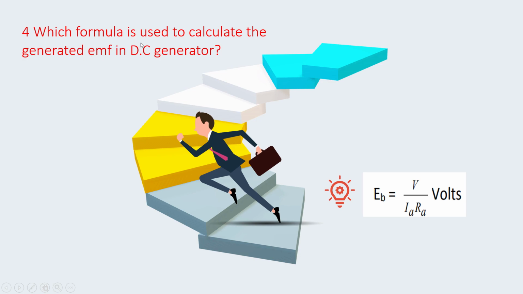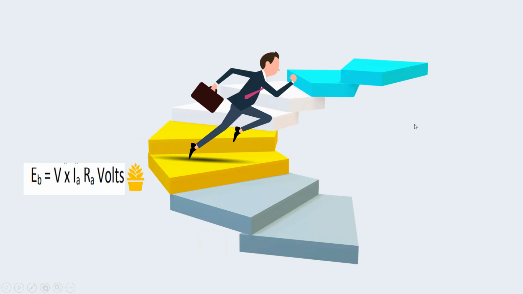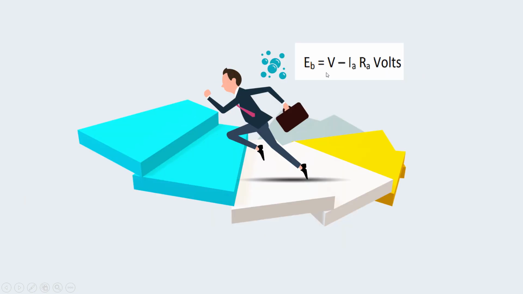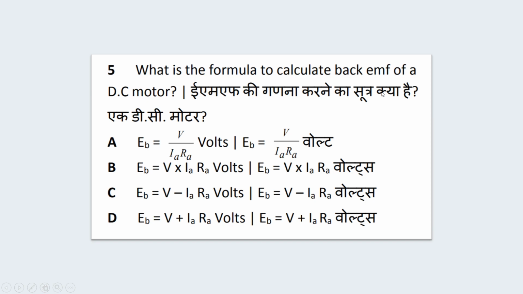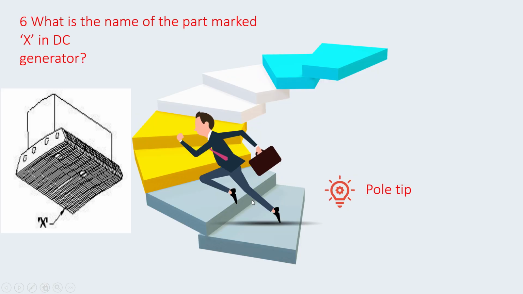Which formula is used to calculate the generated EMF in a DC generator? Eb equals V upon IaRa. Eb equals V into IaRa. Eb equals V minus IaRa. Eb equals V plus IaRa. The answer is option C: Eb equals V minus IaRa, in volts. Okay, this is the answer.